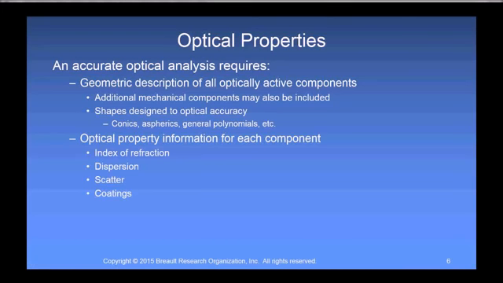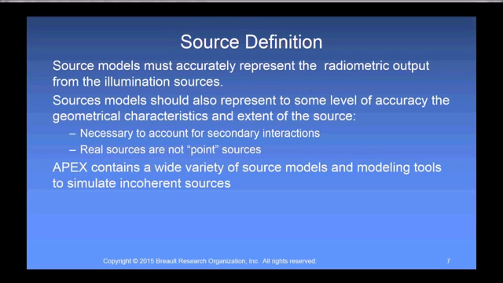Then you'll need to apply optical properties to each of the components. That might be something like an index of refraction, which would be simply saying it's made out of PMMA or acrylic or BK7 or whatever the appropriate optical material is. These will include the effects of dispersion, so how the properties vary with wavelength. You can also apply surface textures to components. You can also apply items like thin film coatings if they are part of your system design.